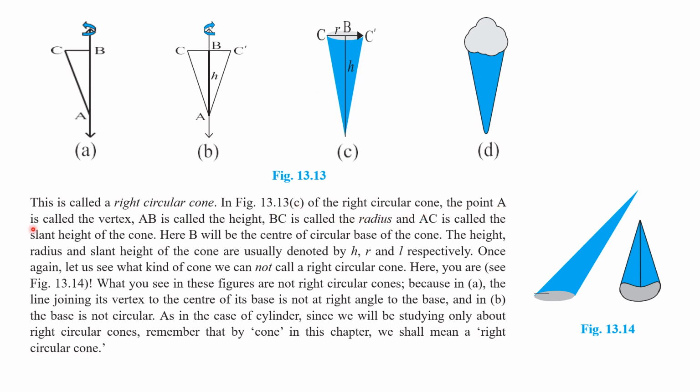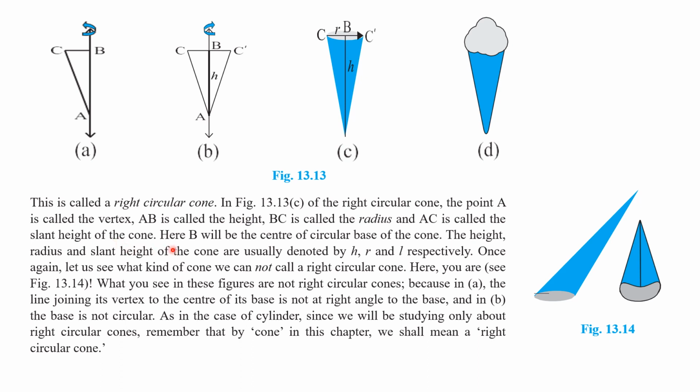The point capital A is called the vertex. AB is called the height of the right circular cone, and BC is called the radius. AC is called the slant height of the cone. These are the dimensions of a right circular cone. What are the dimensions of a right circular cone? Yes: the height, the radius and the slant height of a right circular cone.